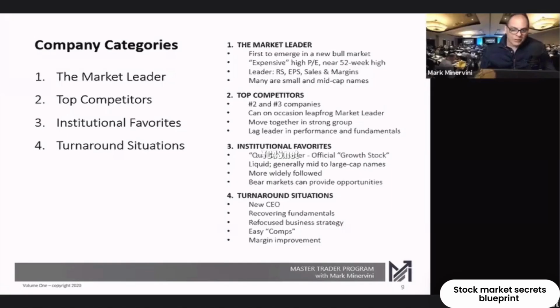And then the turnaround situation, just to round this off and wrap it up. Now, you might have a company that fell on hard times, and now they've got a new CEO. They have some recovering fundamentals. They've changed their business plan or improved and refocused their business strategy, rid losing operations. They maybe cut costs and streamlined. And they're going against easy comps, and they usually have their margin deterioration cause them to fall on hard times, and their margins come back.